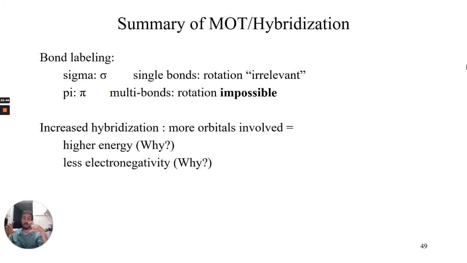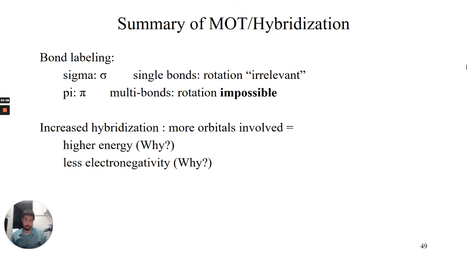As soon as you have a pi bond, you lose rotation. That's because if you start to rotate, you lose the overlap of those orbitals, and electrons don't like that, so they prevent that rotation. It's not technically impossible, but you have to break the bond to allow the rotation to occur.